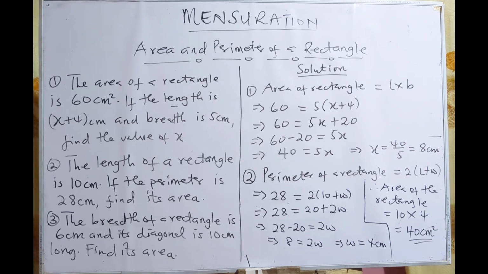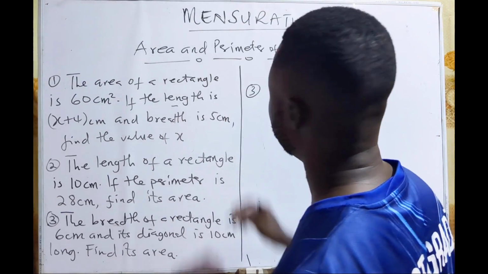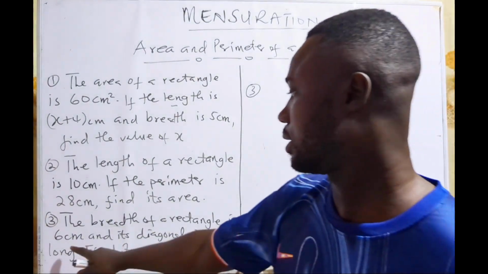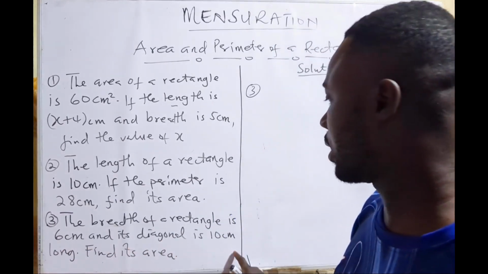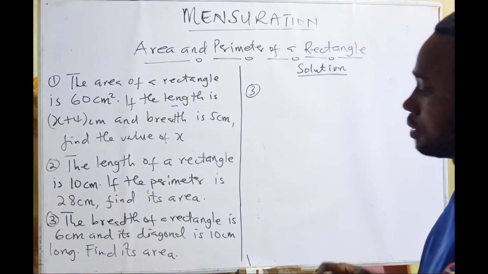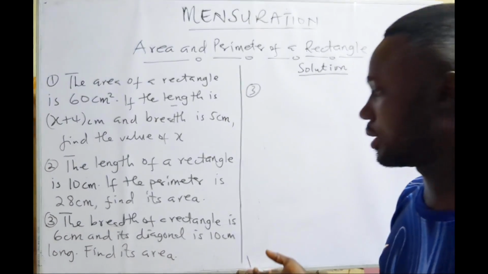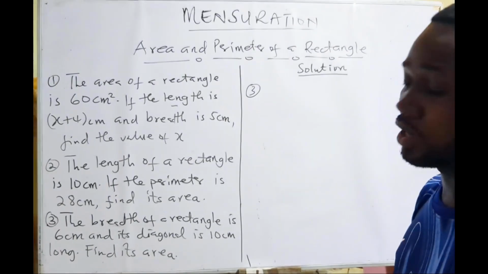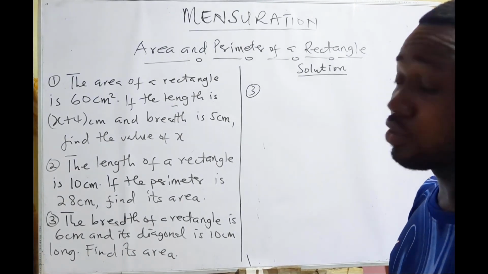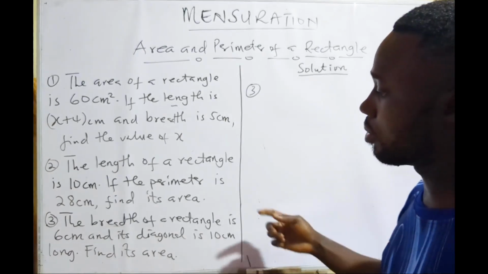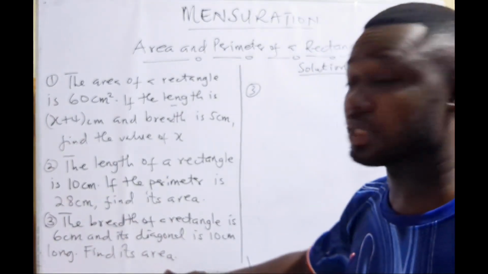Is that okay? So let's go to number 3. Number 3. The breadth of a rectangle is 6 centimeters and its diagonal is 10 centimeters long. Find its area. Okay. So we are given the breadth and the diagonal to find what? To find the area. So what will help us is that we are going to use the diagonal to find the length. So that when you get the length, you multiply the length by the breadth to get the area.